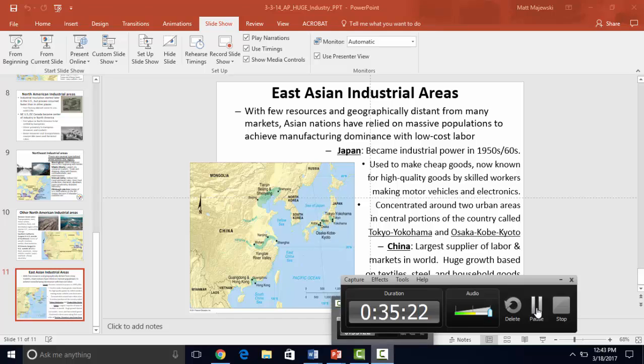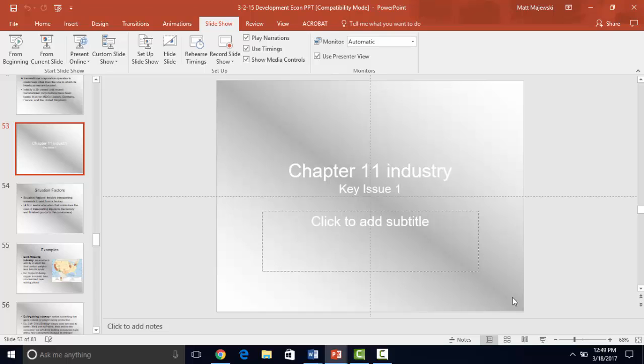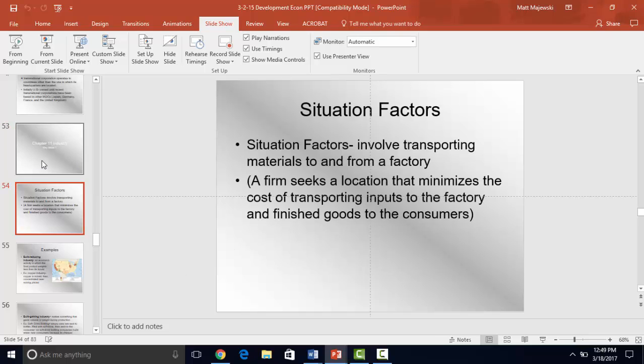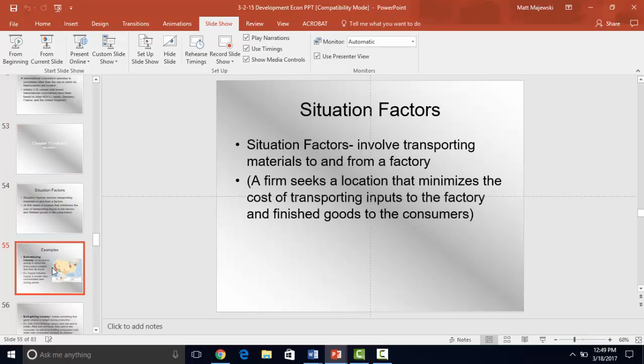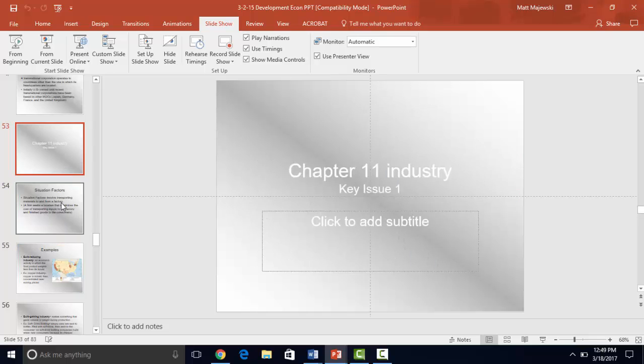All right, friends, so we are jumping over to these slides now, the Chapter 11 industry slides. It starts with situation factors. I may even add a few things to these slides as we go. I don't really like how some of the definitions here go. All right, so we're going to start with something here. In fact, I'm going to start it right from the very top.